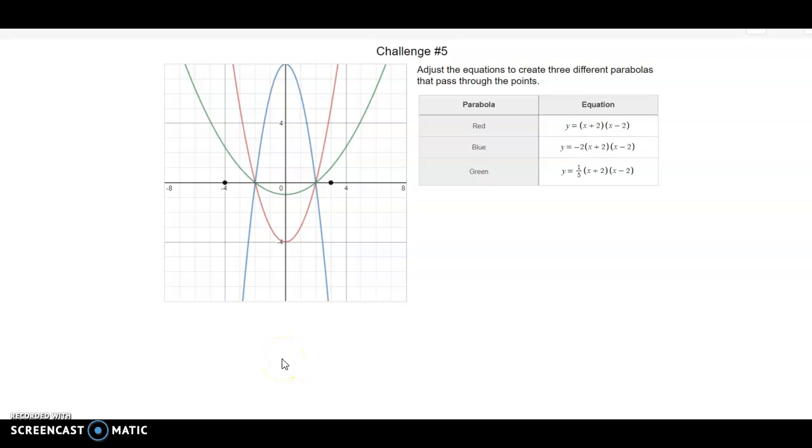Welcome back to part 2. Now we're on to challenge 5. We're going to adjust these 3 equations to make sure that they hit through these 2 dots. So what we're going to do is we're just going to mess around like we've been doing.